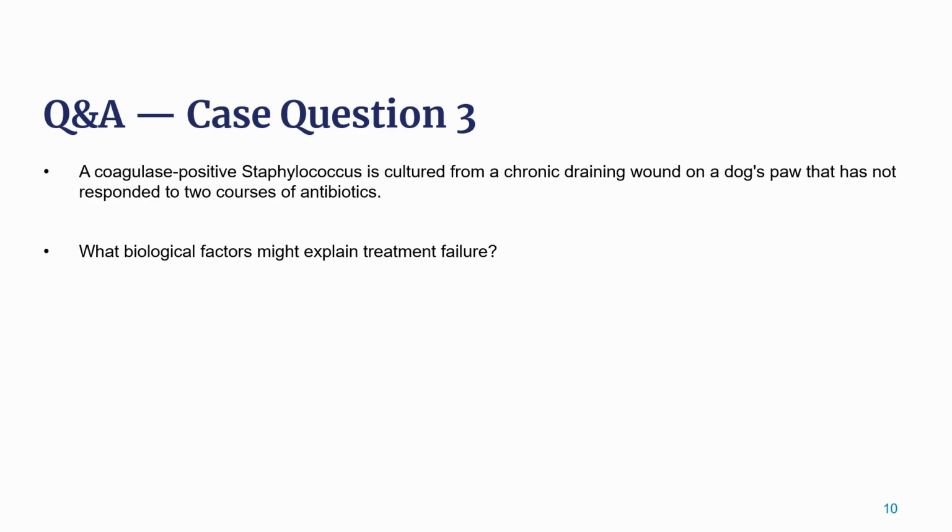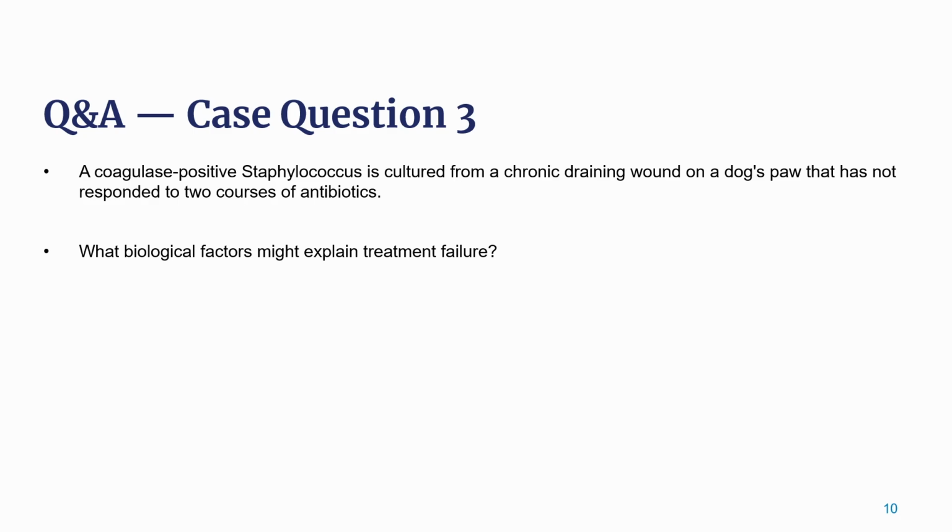Think systematically. Chronic wounds and Staphylococcus together immediately raise the question of biofilm. Bacteria in biofilm are encased in a polysaccharide matrix that dramatically reduces antibiotic penetration. Minimum inhibitory concentrations within a biofilm can be 100 to 1,000 times higher than for planktonic bacteria. So the antibiotic might look active on an in vitro susceptibility test, but fail completely in the wound.